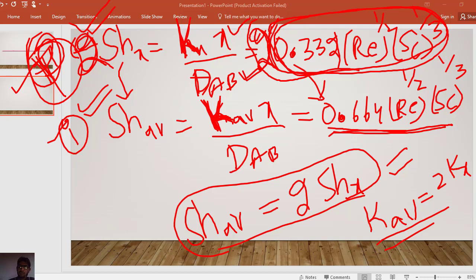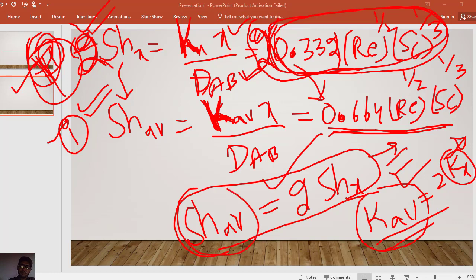So this equation and this equation show us the relation between the local mass transfer coefficient and the average mass transfer coefficient. Similarly, this equation shows us the relation between the average mass transfer coefficient and the local mass transfer coefficient. So this is all about the relation between the average and local mass transfer coefficient.